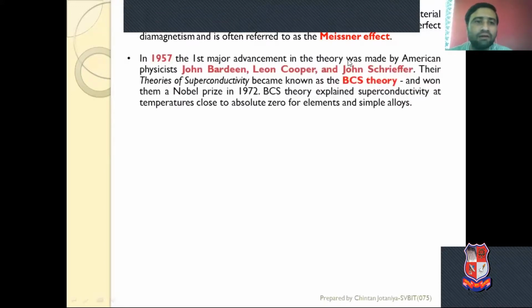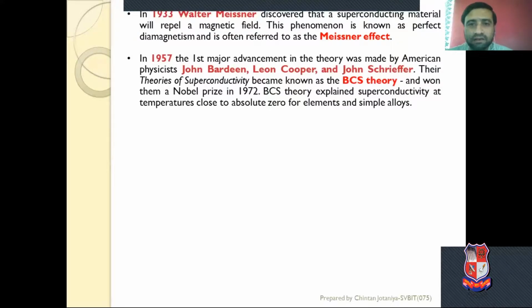superconductivity. Again, in 1957, three scientists, John Bardeen, Leon Cooper, and John Schrieffer, gave the theory of superconductivity, which is commonly known as the BCS theory. We will learn this deeply later on, and they also got the Nobel Prize. Meissner also got the Nobel Prize. Holmes also got the Nobel Prize. Based on the first letters of Bardeen, Cooper, and Schrieffer, this theory has been given the name BCS theory.